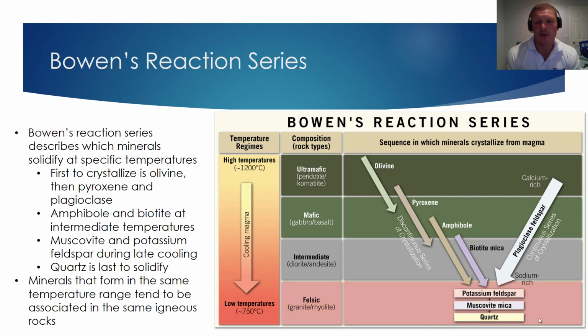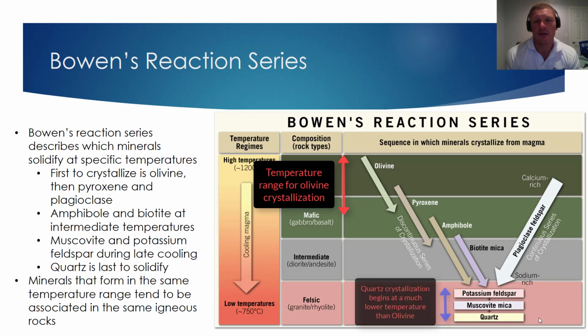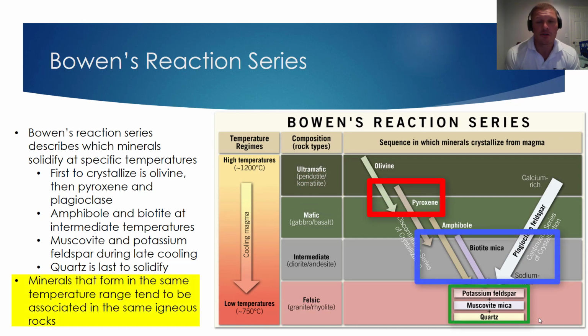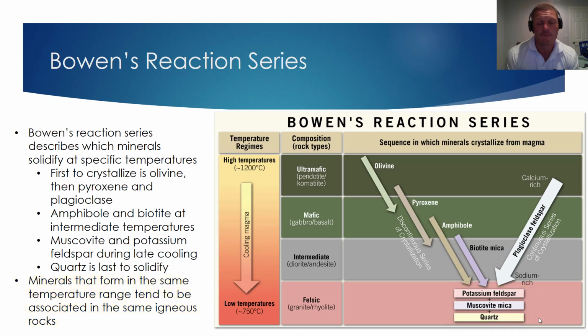Another important concept to consider in this image is that because olivine crystallizes out at such a high temperature and over a relatively short temperature range, while quartz crystallizes out at a much lower temperature, you don't typically find igneous rocks that contain both olivine and quartz. However, those minerals that do tend to crystallize out at similar or even equivalent temperatures are typically found together in igneous rock. Granite rock contains feldspar and quartz because feldspar and quartz tend to crystallize at roughly the same temperature.